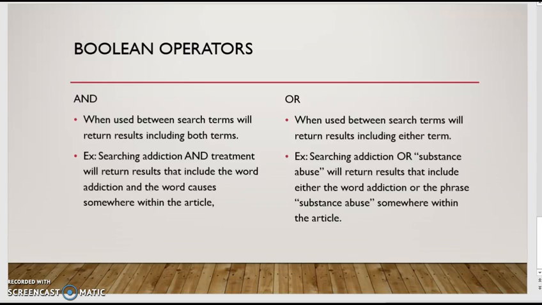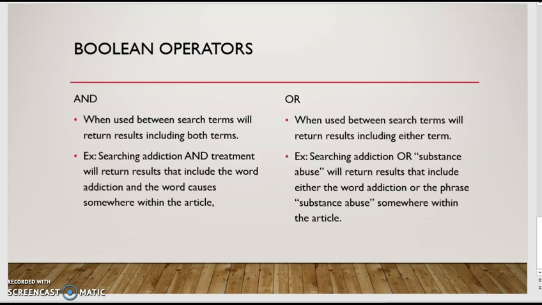Now we'll look at the Boolean operators and or. They are used between search terms to combine search concepts and will also broaden the scope of your results. Using and between search terms will return results that include both those terms somewhere within. For example, searching addiction and treatment will return results that include both those words somewhere in the source. Likewise, using or between terms will return results that include either but not both of those search terms.